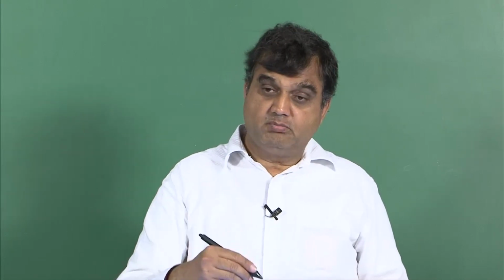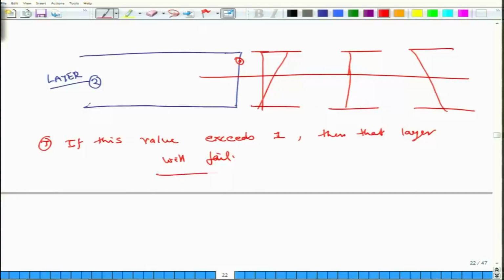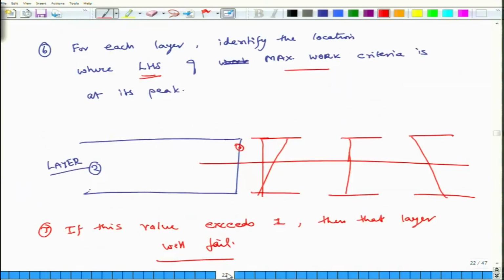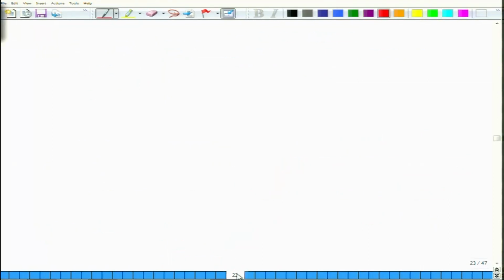And if there are several layers which are failing, then the layer which has this value at its maximum is the layer which will fail first. So, that is how you identify how this whole thing works. This is important to understand. So, we will do an example.